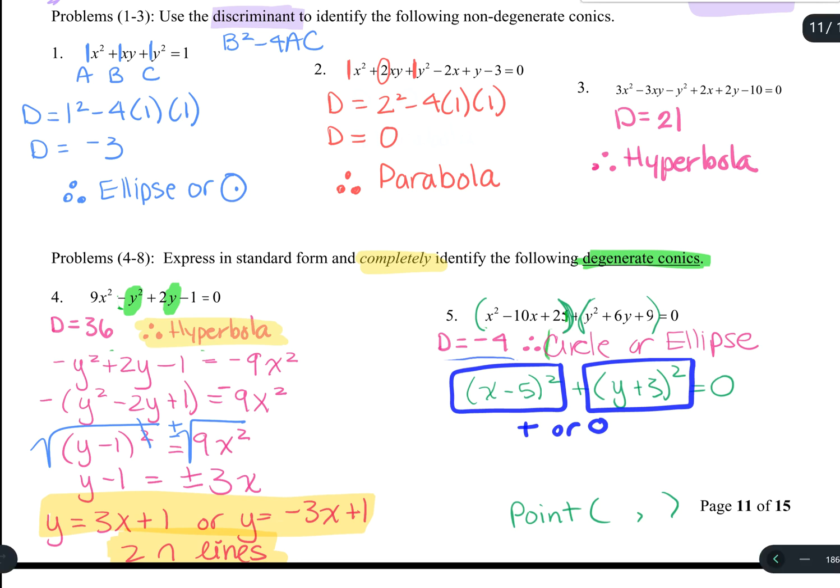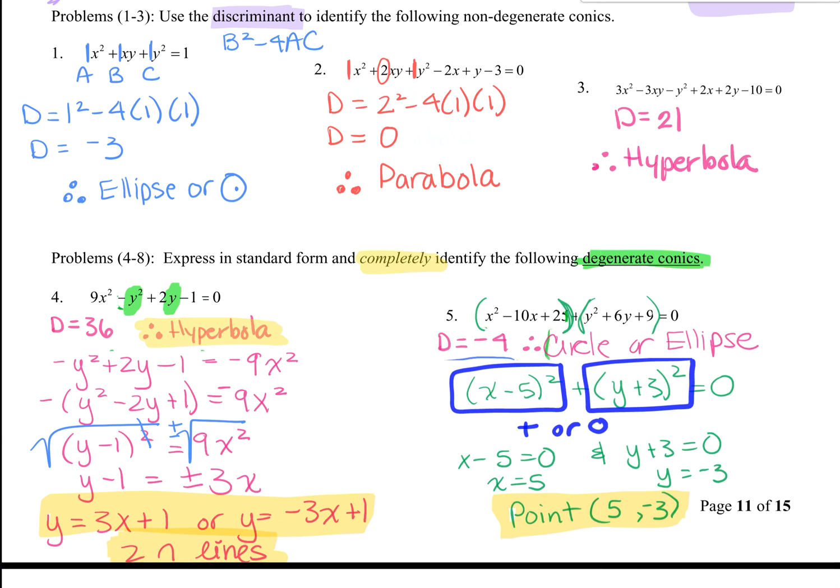So what I need to have then is x minus 5 has to equal 0, and y plus 3 has to equal 0. So solving each one, I get x equals 5, and I get y equals -3, and that's my point. My point is going to be 5, -3. And so that's my final answer. So I have a point, 5, -3, but I still have to identify if it's a circle or an ellipse. So if I go back up to this line right here, I can look right there.